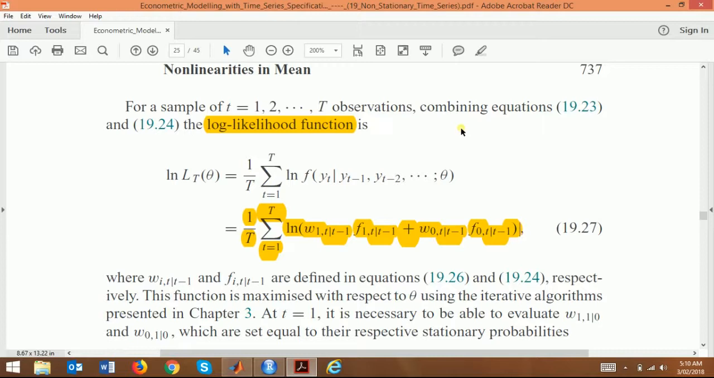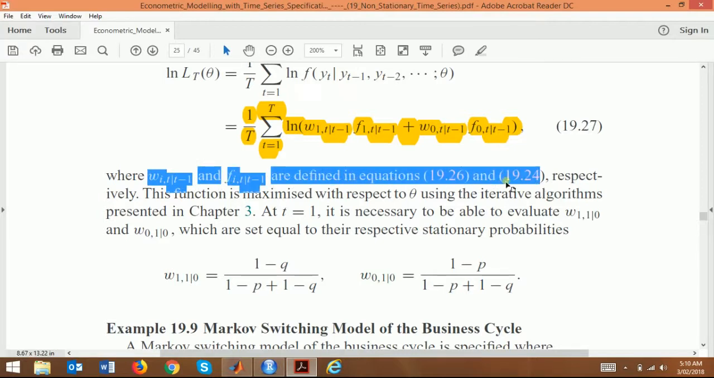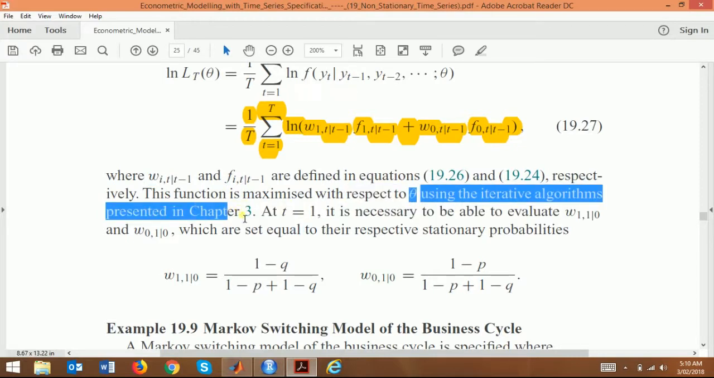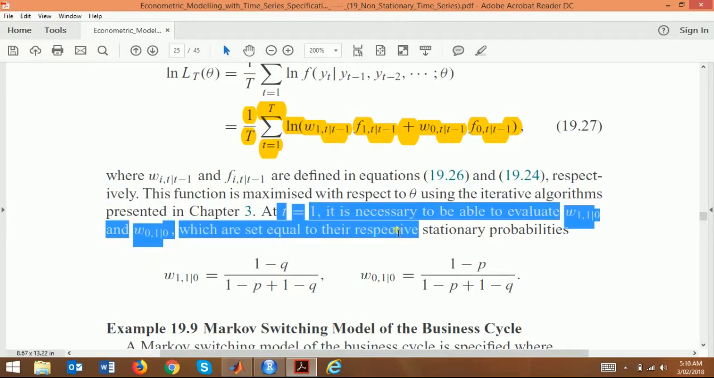We put them all together in the log likelihood function, where omega 1, omega naught and phi are defined in these earlier equations respectively. This function is maximized with respect to theta using the iterative algorithm presented. So at t equals 1, it is necessary to be able to evaluate omega 1 and omega naught, which are set equal to their respective stationary probabilities.